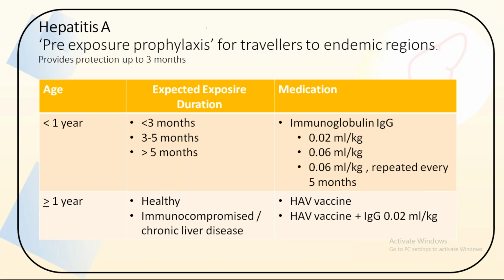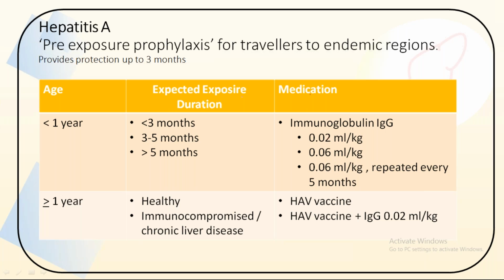Suppose the child is above 1 year and a healthy child, all they require is the hepatitis C vaccine. It is an active immunization, and bring the child, that's all. But if the child is immunocompromised or having a chronic liver disease, don't just depend on active immunization because we do not know how far it is effective. So active plus passive. You give the hepatitis C vaccine and also immunoglobulin per kg. So these are the precautions. This is called pre-exposure prophylaxis, depending upon the ages.